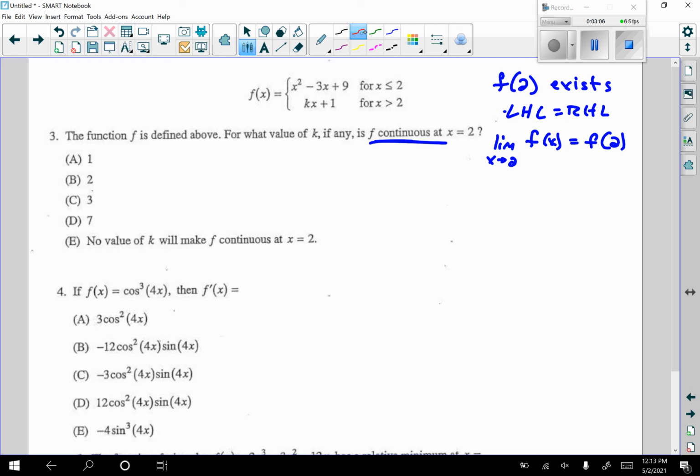So that pretty much gives us the go-ahead to set these two equal to each other when x is equal to 2. So we would get x squared minus 3x plus 9. The left-hand limit here is going to equal the right-hand limit. And then f of 2 exists, so I could go ahead and substitute a 2 in here. So I'm going to get a 4 minus 6 plus 9 is going to equal 2k plus 1. So this will give me negative 2 plus 9. So we'll get a 7 equals 2k plus 1. 6 would equal 2k. So k is going to equal 3.